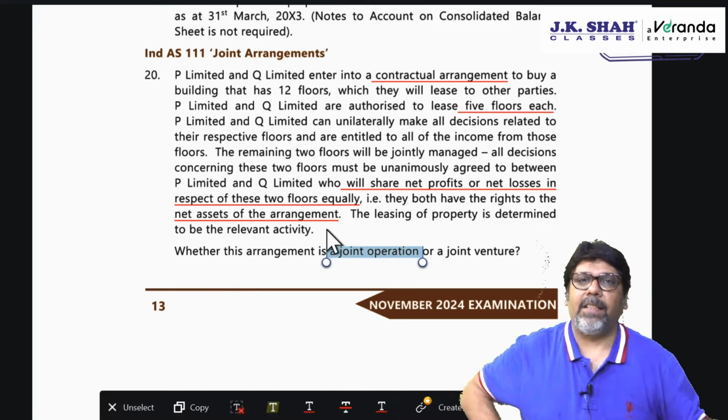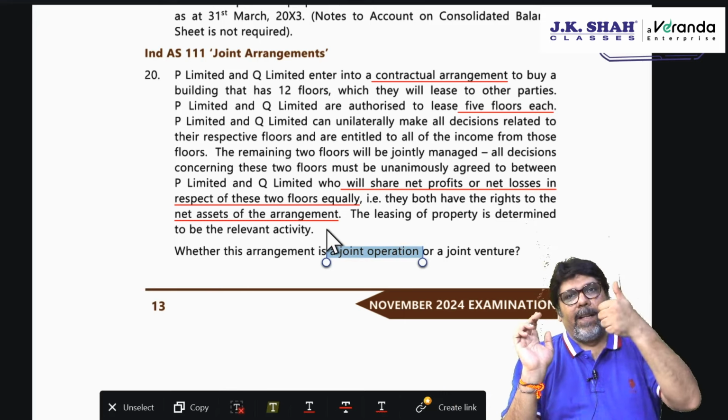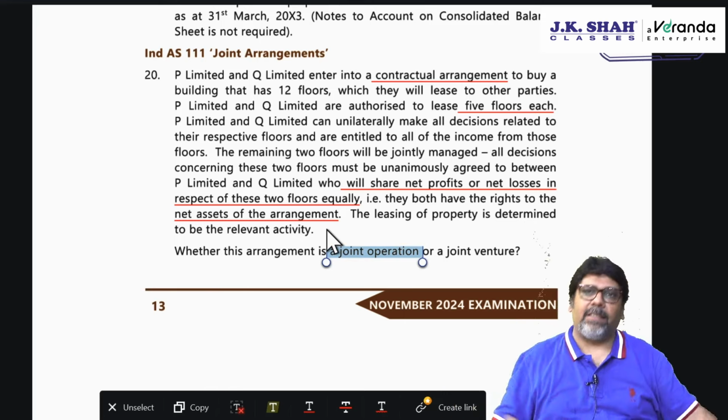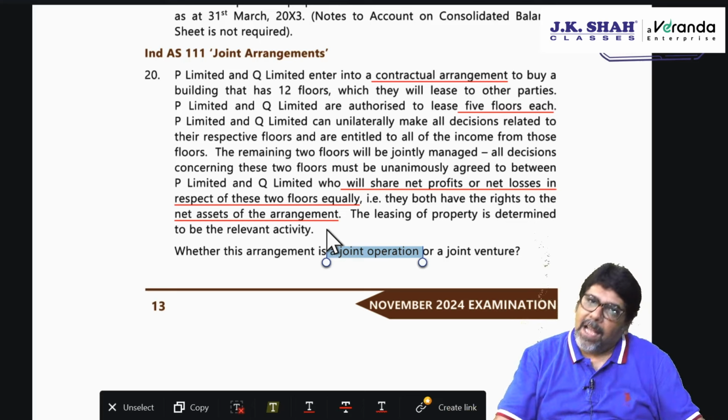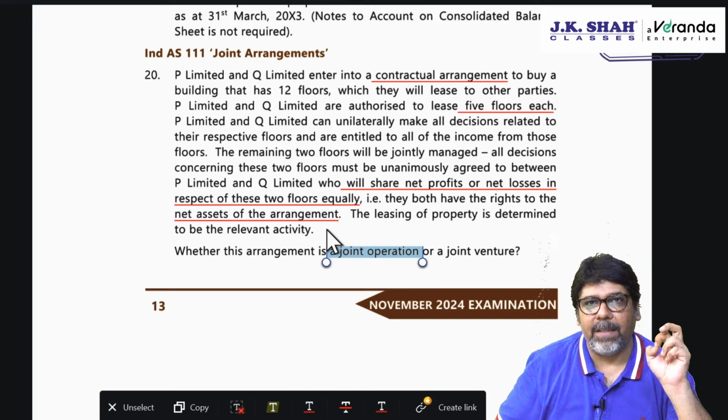So correct, Chartered? It's a joint operation or joint venture? Joint venture. Am I clear? The crux is contractual agreement. They have share in net asset. That means all assets and all liabilities and profits. Am I clear? That's all for your November 24 RTP, Chartered.